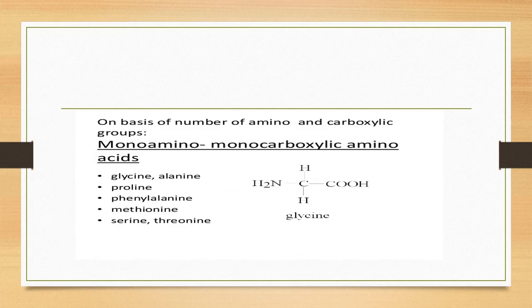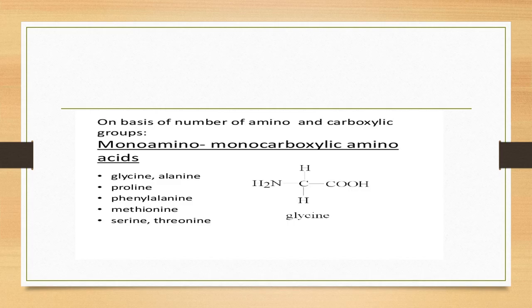Now I have drawn four classifications. One classification is based on the structure of R, or its many functional groups. Another is based on the polarity and non-polarity of the R group. Another is on the nutritional requirement, that is, essential and non-essential amino acids. And the last one is on the basis of the number of amino and carboxylic acid groups. A formula which has only one amine group NH2, one COOH group, one R group and one hydrogen. If they have more than one NH2 group, or more than one COOH group, then this classification is on the basis of the number of amino and carboxylic groups.